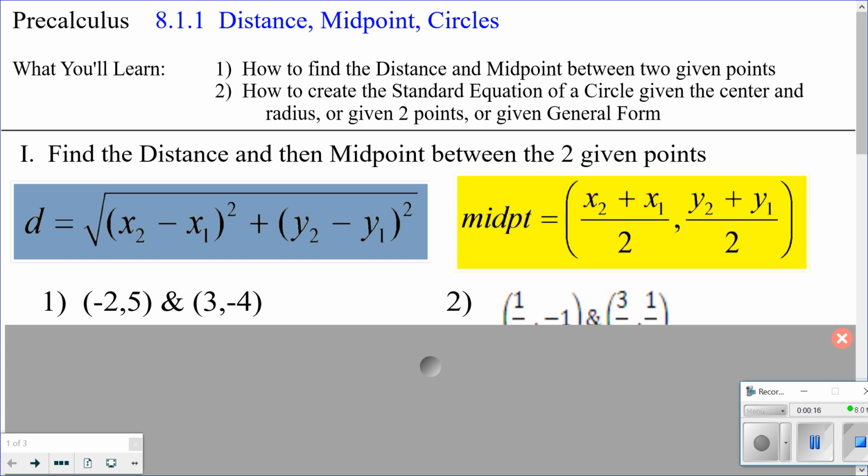We've seen them before. Distance is equal to the square root of x2 minus x1, quantity squared, sorry, plus y2 minus y1 quantity squared. Midpoint, add your x's, divide by 2, add your y's, divide by 2. So distance, of course, is a length. Midpoint is an ordered pair. So we're going to start off with the easy one here.